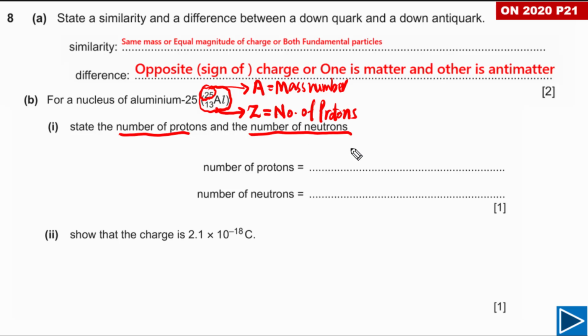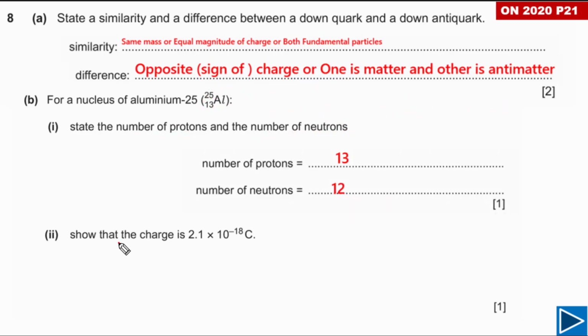The number of protons is quite straightforward: the number of protons is equal to 13, which is the atomic number. Now the question is how to find the number of neutrons. Let's say n is the number of neutrons. The number of neutrons is equal to mass number minus atomic number, or minus number of protons. In this case the mass number is 25 and the atomic number is 13, so the number of neutrons is equal to 12.